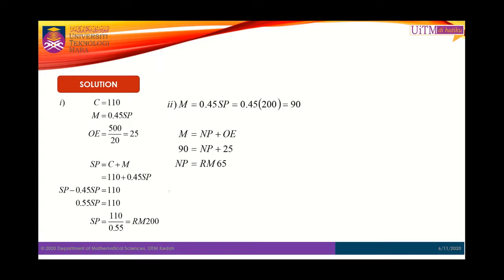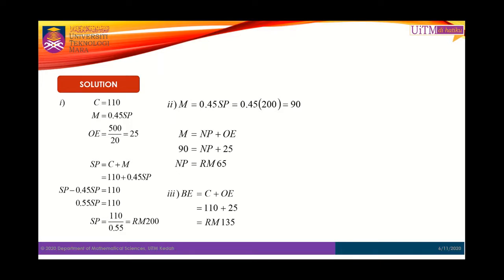The third part asks you to find the break-even price, and the break-even price is given by the formula cost plus the operating expenses, that is C plus OE. So substituting this value into the formula and evaluating it, you get the break-even price to be equal to 135 ringgit. So that is the answer for the break-even price.